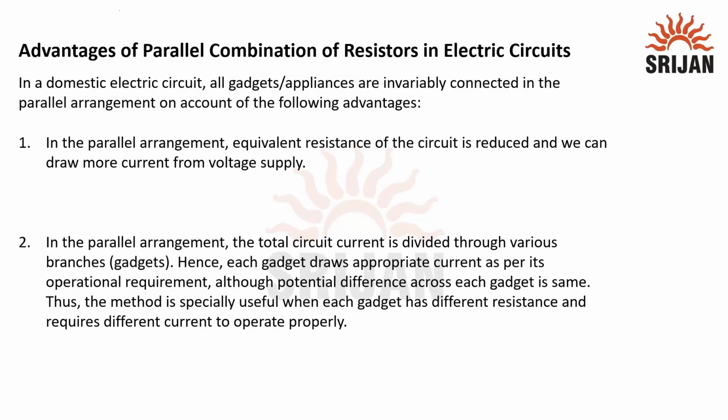Let us now discuss some advantages of parallel combination of resistors in electric circuits. The first advantage is, in the parallel arrangement, the equivalent resistance of the circuit is reduced, and if the resistance is reduced, we can say that there will be more current drawn from the power supply or the voltage supply. The second advantage is, in the parallel arrangement, the total circuit current is divided through various branches. Hence, each gadget draws appropriate current as per its operational requirement, although potential difference across each gadget is same. Thus, the method is especially useful when each gadget has a different resistance and requires different current to operate properly.